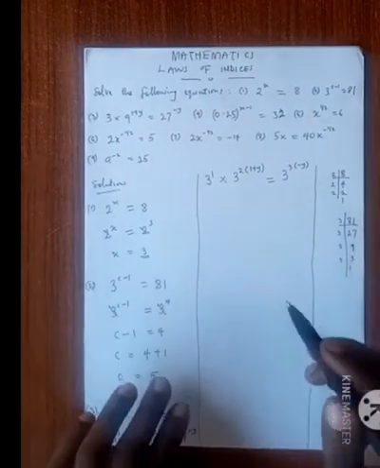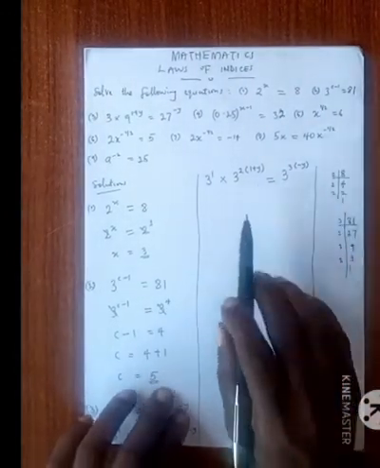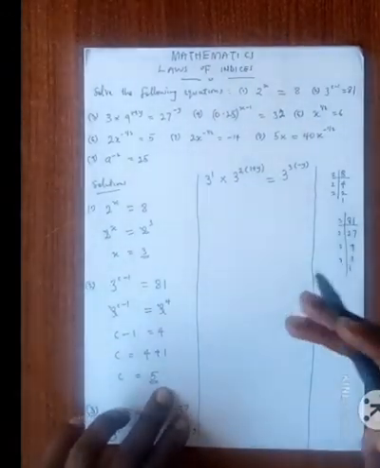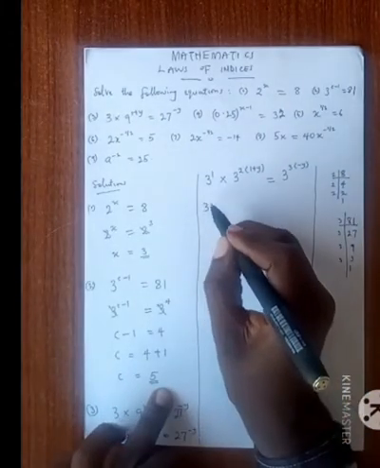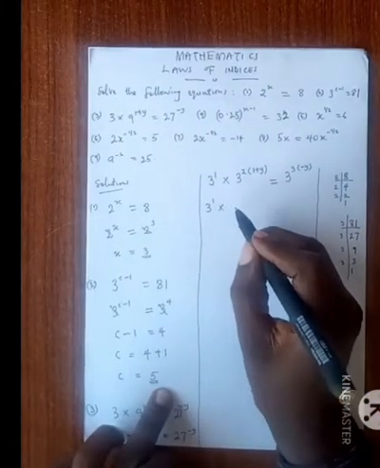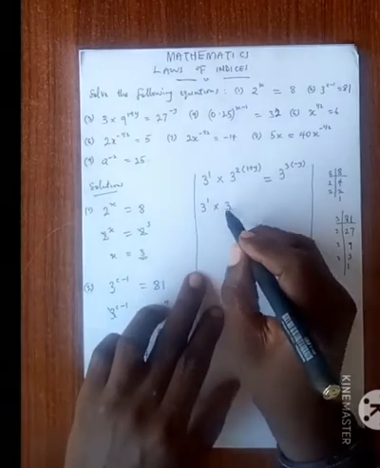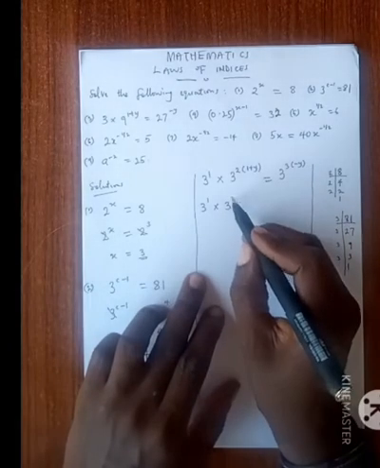Now I have to operate the brackets. So to open the bracket, this becomes 3 raised to power 1 multiplied by 3 raised to power, we know 2 times 1 here gives 2.